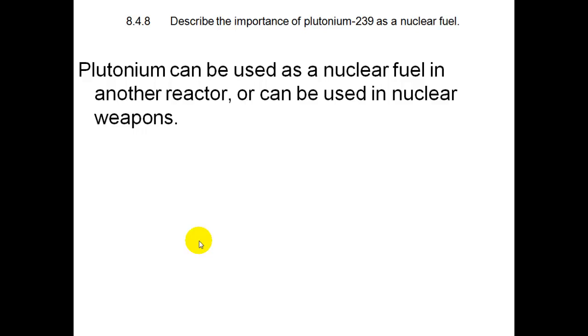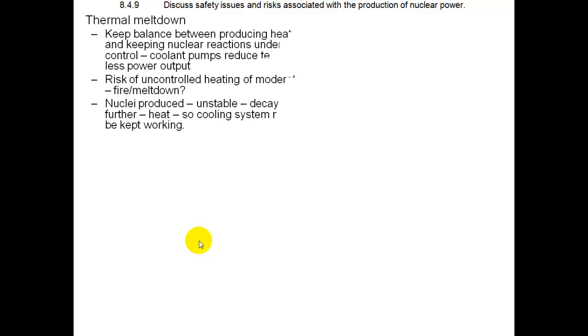You know about the safety issues and the risks associated with the production of nuclear power. So first of all, thermal meltdown. What is this? Now, you need to be able to produce enough heat to produce the steam, but also the reactor is kept cool by using coolants. Now, if it heats up too much, the moderator might melt, and so the cooling system has to be kept working. If it doesn't keep on working, then the nuclear reactor will melt. It doesn't explode like a nuclear bomb. It just will start to melt.